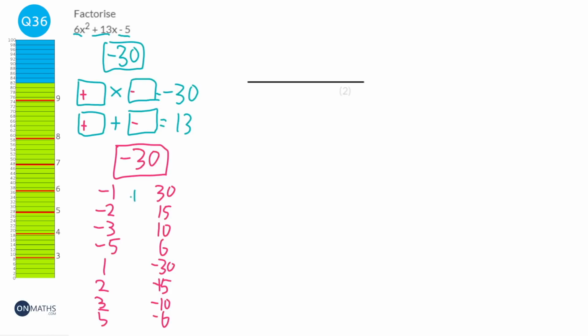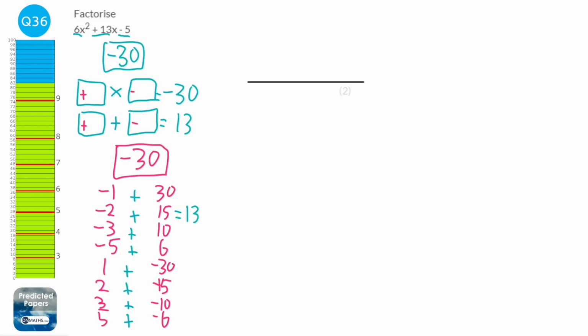And we're looking for the pair of numbers that add together to make 13. So just looking down the list, this one here will make 13, won't it? Because minus 2 plus 15, or 15 take away 2, is 13.